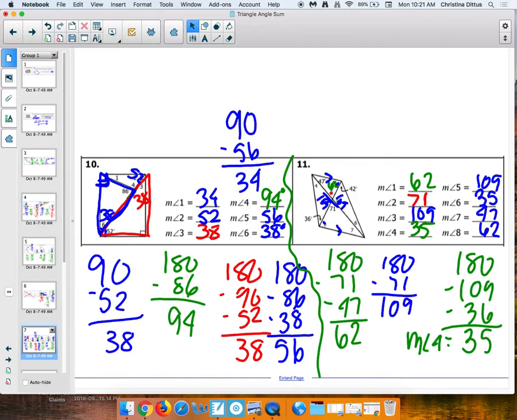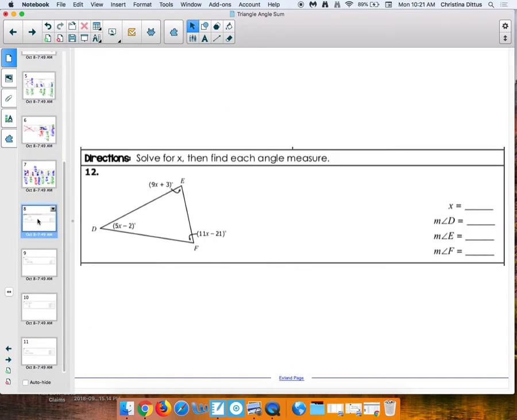Okay. We can all breathe. I'm glad we got it, right? Okay. Now we got our algebra stuff, which isn't too bad because I know we all love algebra.